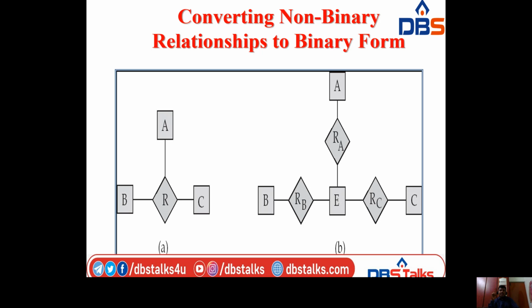Now the additional entity set is inserted and then three different relationship sets. Now comes RA. RA is in between A and E, and then RB is between B and E. RC is between E and C. By using all these relationships, we can convert it into binary form. What is the purpose of binary form here? We can easily maintain or easily create the relationships or perform any types of operations by using these. Now this is about converting non-binary relationships into binary form.